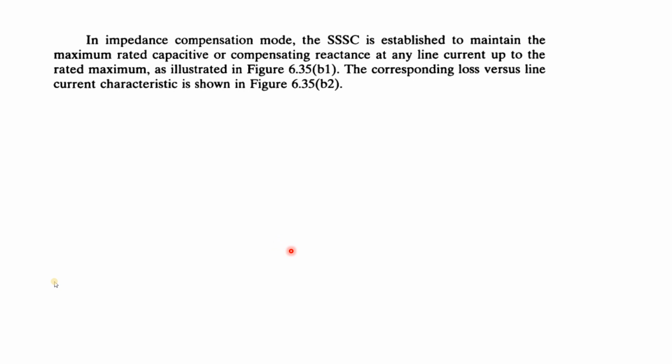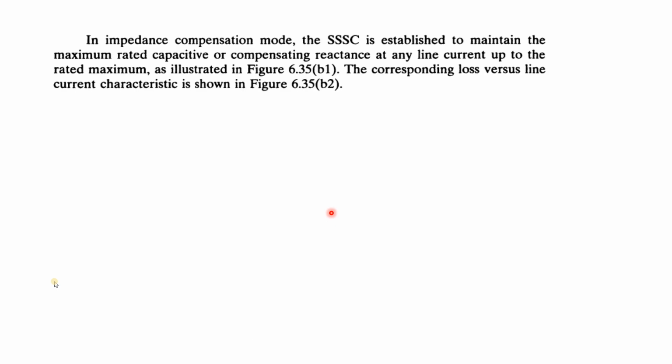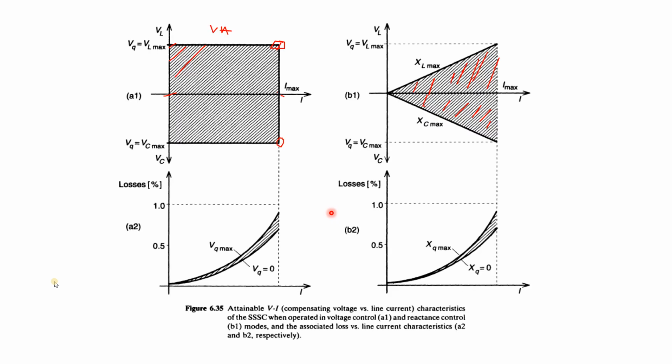So in the impedance compensation mode, the SSC is established to maintain the maximum rated capacitive or compensating reactance at any line current up to the rated maximum, as illustrated in the particular figure B. This figure shows that the SSC has been used for maintaining the maximum capacitive and compensating reactance. Now the corresponding losses are also represented over here.